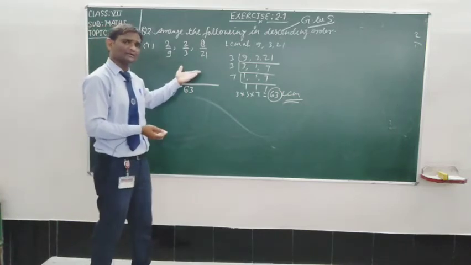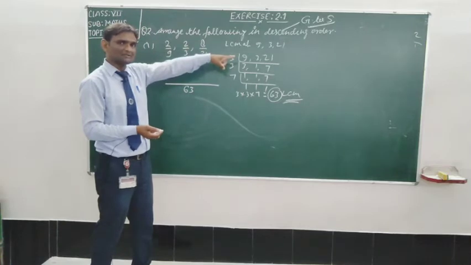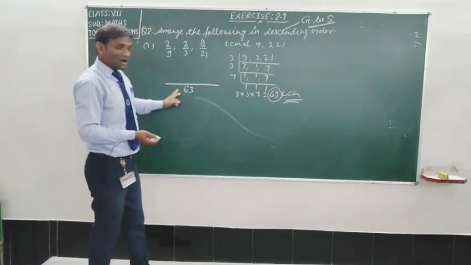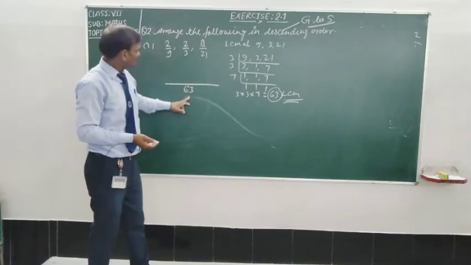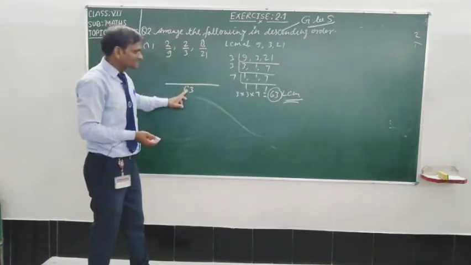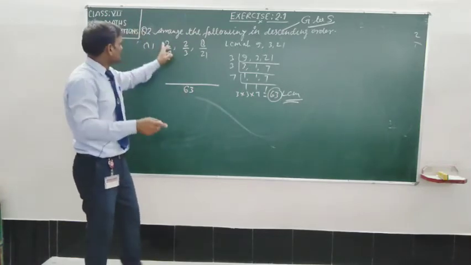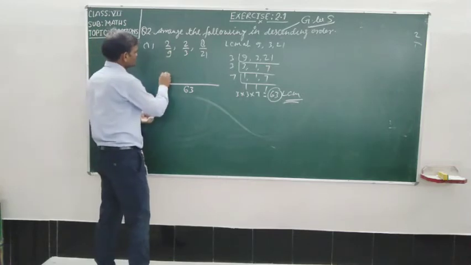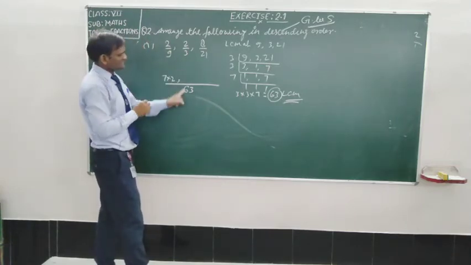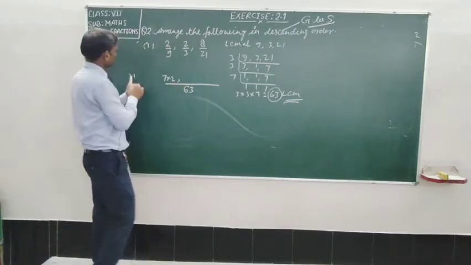Same process student, which you have adapted in the addition of the three fractions. Same process you will apply here. Now divide the LCM by the denominator of the first fraction. 9 7 ja 63, 7 is quotient, and multiply in 2, means 7 into 2. Second, same process, 3 2 ja 6 and 3 1 ja 3, 21.